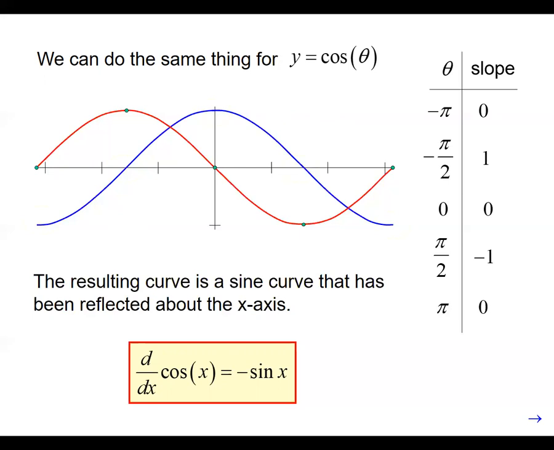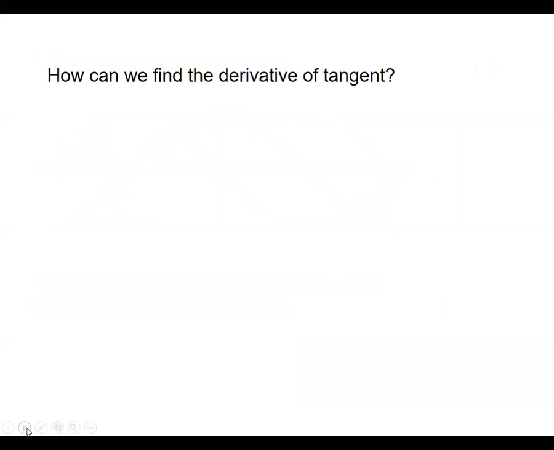No, it's going to be sine of x, because I'll have a double negative, negative cosine. We'll draw this out here in a minute when I get my pad of paper. So awesome, two derivatives. So what do we do about tangent?